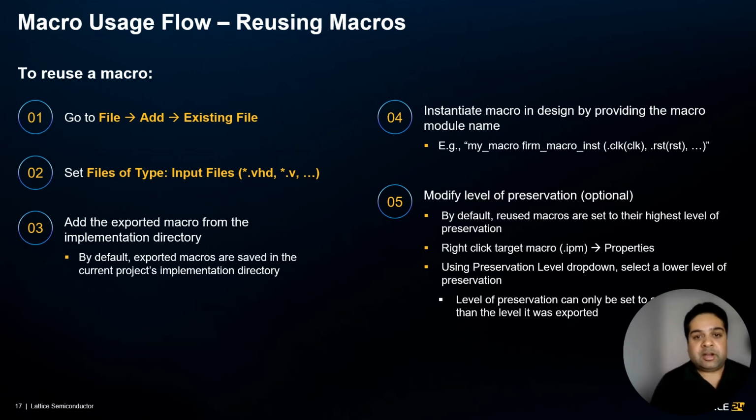In summary, reusing macros involves adding the existing macro file to your project, optionally modifying the preservation level, and ensuring the correct file type is selected. This process allows you to efficiently integrate previously defined macros into your new designs, enhancing productivity and consistency.